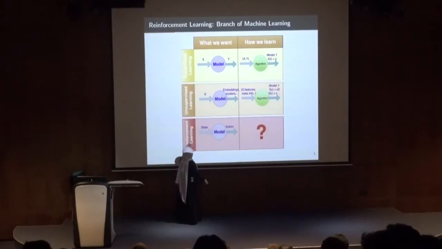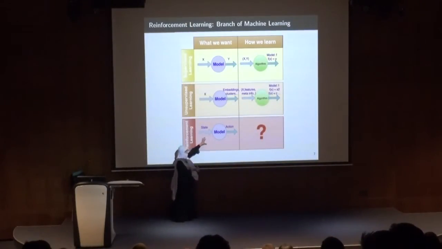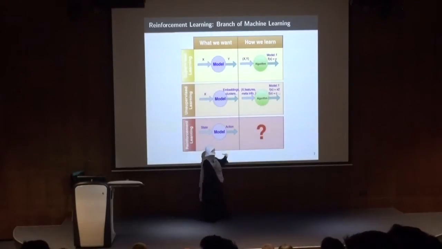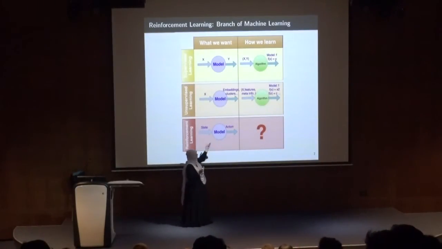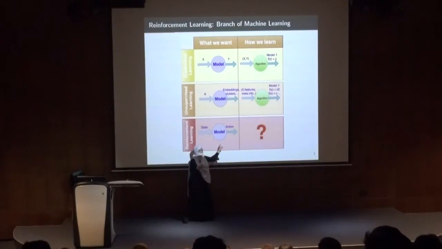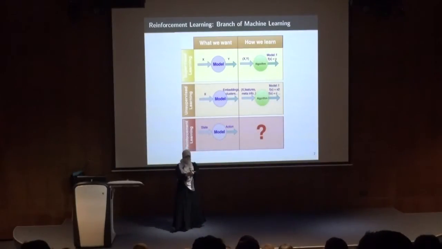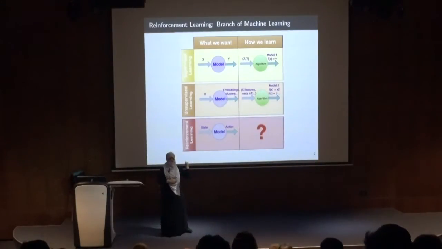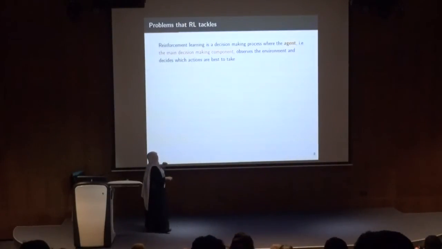In reinforcement learning, my model observes a certain environment, and it has a current situation, which we call in reinforcement learning the state. And the output of my model is what action to take given the current situation. And now, how do I learn this model? What should I take as input to my learning algorithm, and what should I produce? This is what we're going to learn in today's lecture.